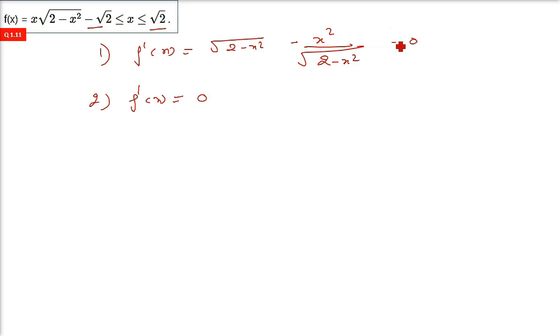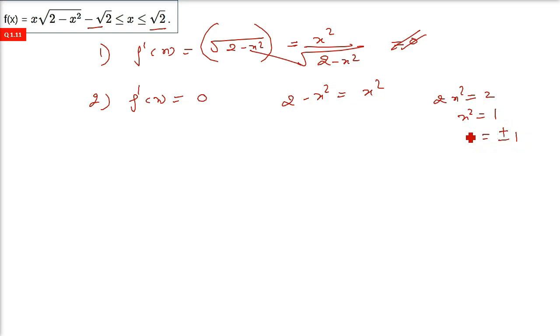When you equate this to 0, one will go to the right hand side. So let me do it here only. That is, when you have under root 2 minus x square multiplied, 2 minus x square is x square, 2x square is 2, x square is 1, x will be equal to plus minus 1. X is plus minus 1, that means you have critical points as plus and minus 1. But negative root 2 and root 2 is 1.414, so we are still inside the above said interval.